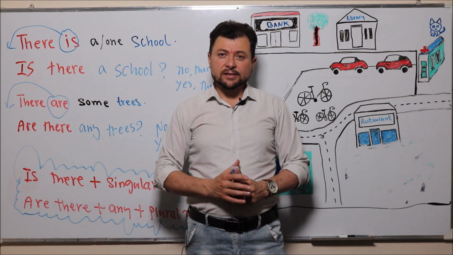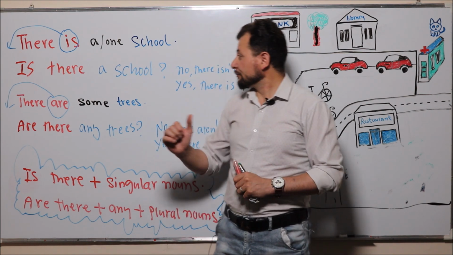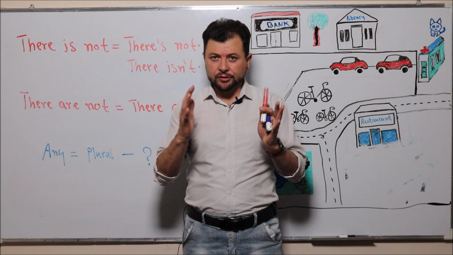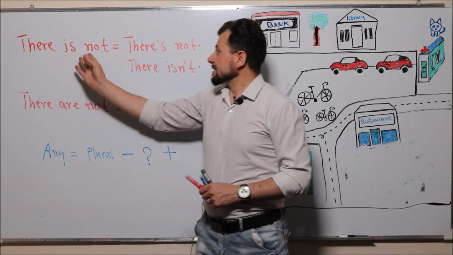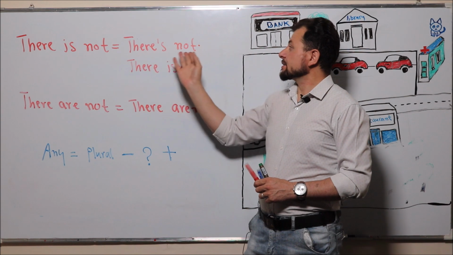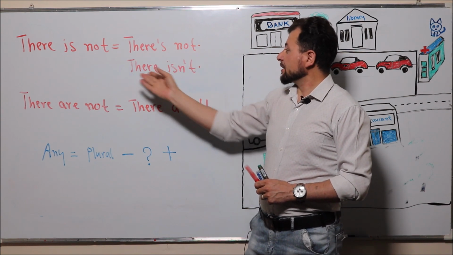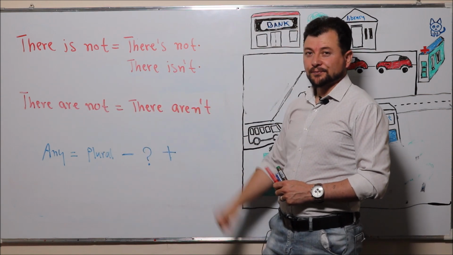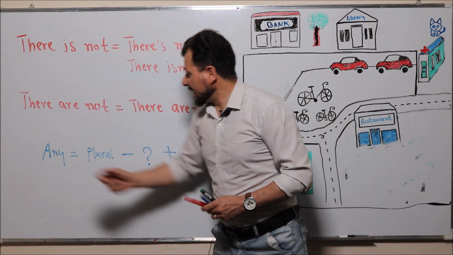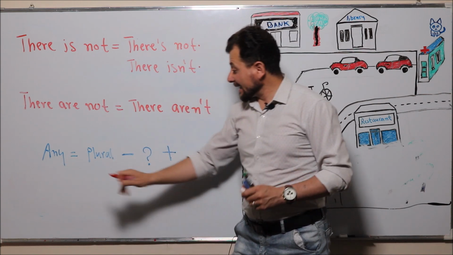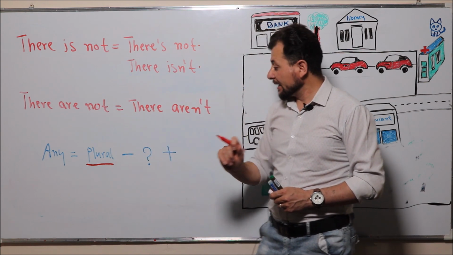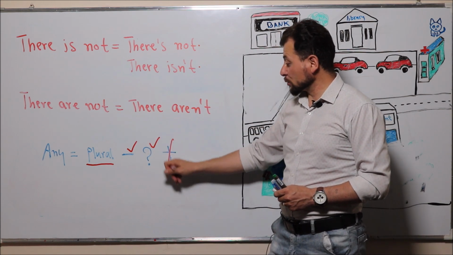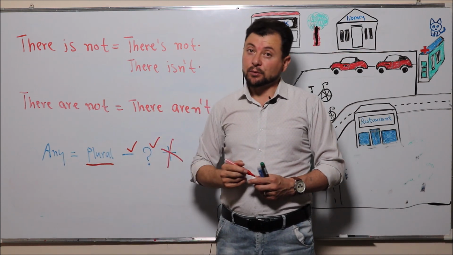Now let's look at some contraction forms of there is and there are. So in spoken English we shorten the sentences. There is not changes to there isn't. There are not changes to there aren't. And then pay attention, the word any is used if the sentence is plural, not singular, and if it is negative or question, but not positive. We cannot use any with positive sentences.